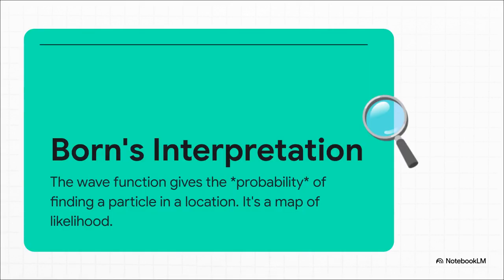What's going on? And this is where the physicist Max Born had a total stroke of genius. He figured it out. The wave function is a map of probability. Where the wave is higher, it just means there's a higher chance you'll find the particle right there if you decide to measure it. Quantum mechanics can't tell you for sure what will happen. It can only tell you what's likely to happen.